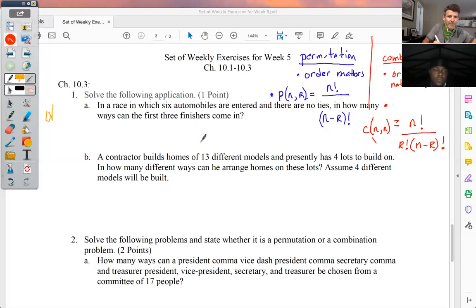Come on, my pen's freaking out on me. Let me try something real quick. Because the order matters, number 1 is a permutation. Okay.